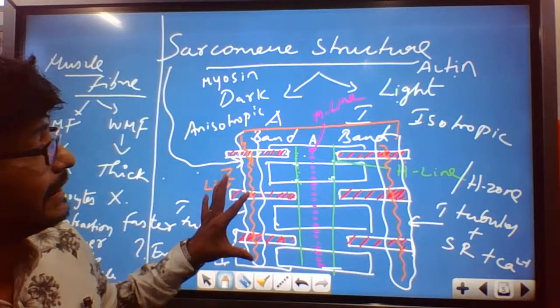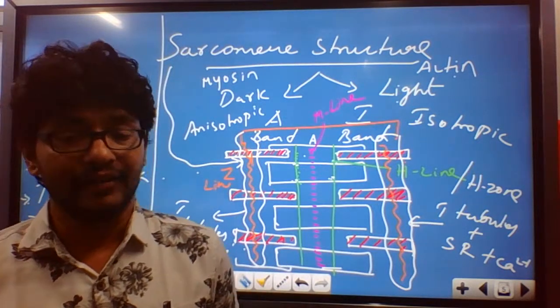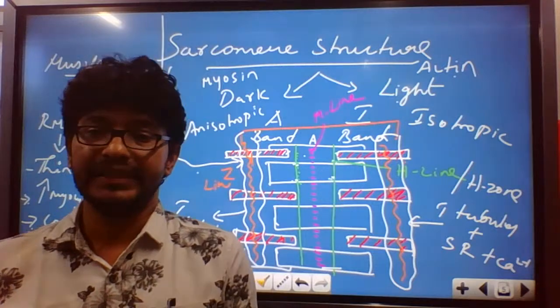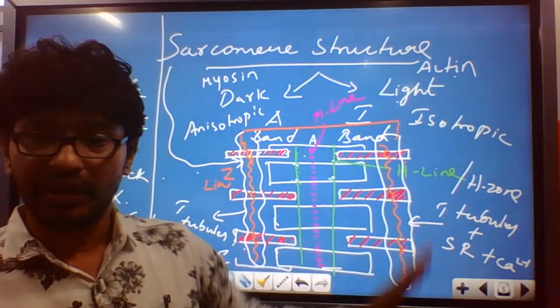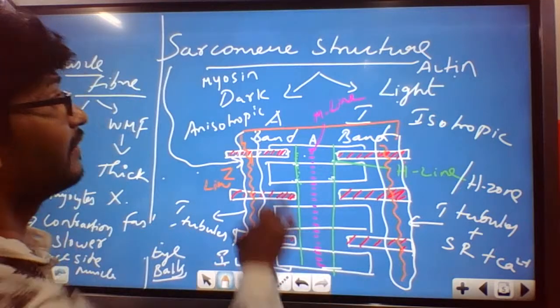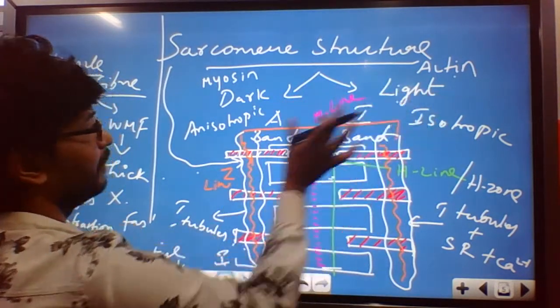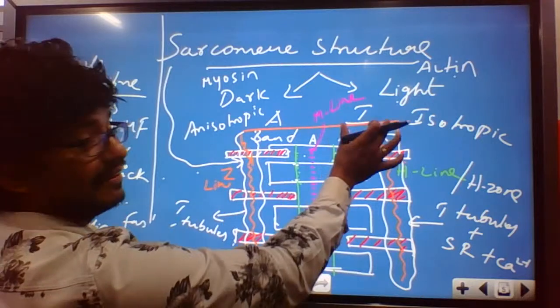So this screen shows the structure of the sarcomere. Coming to the sarcomere, I'll give a few quick points on what you should remember, because the board seems to be cluttered. The sarcomere structure has a dark band and a light band. A is the dark band, I is the light band.